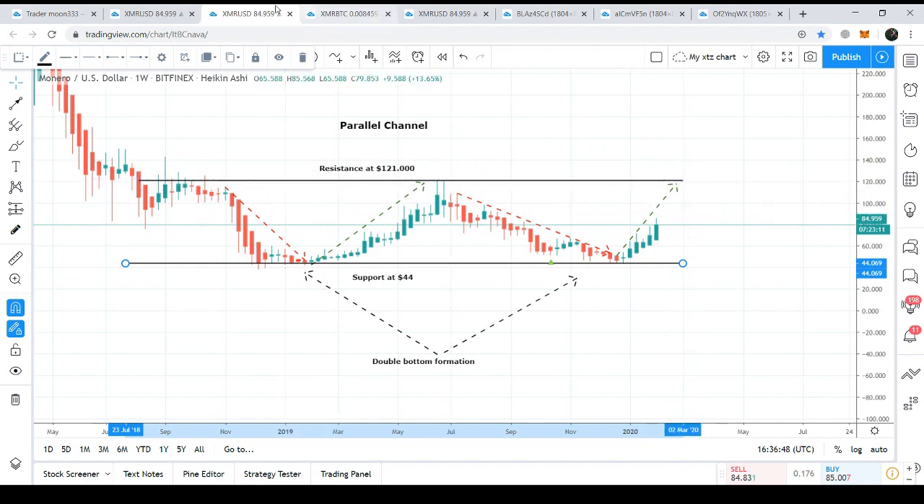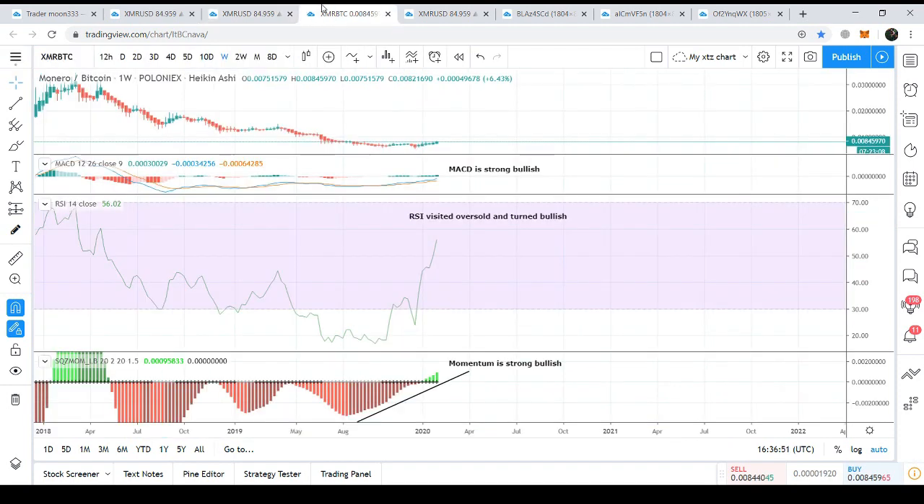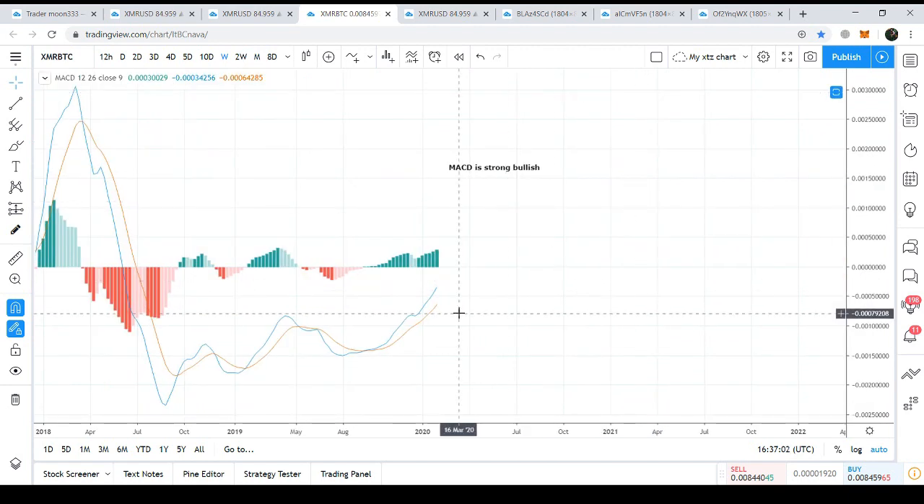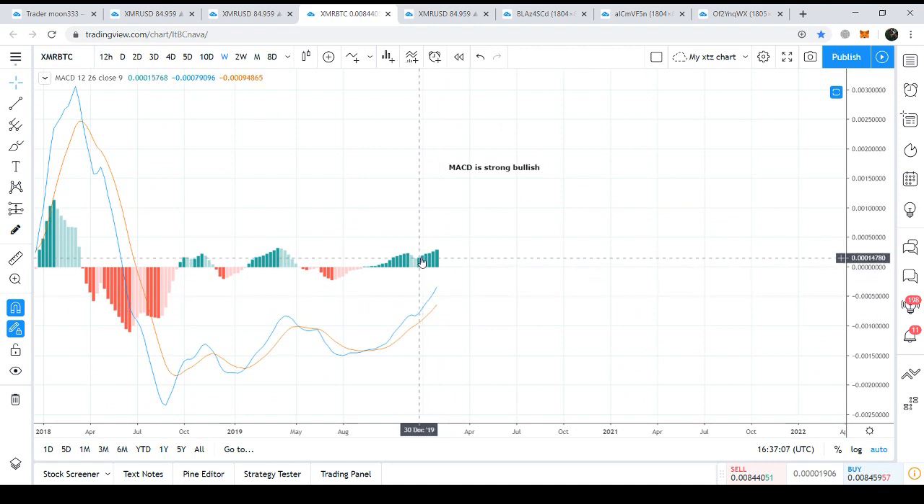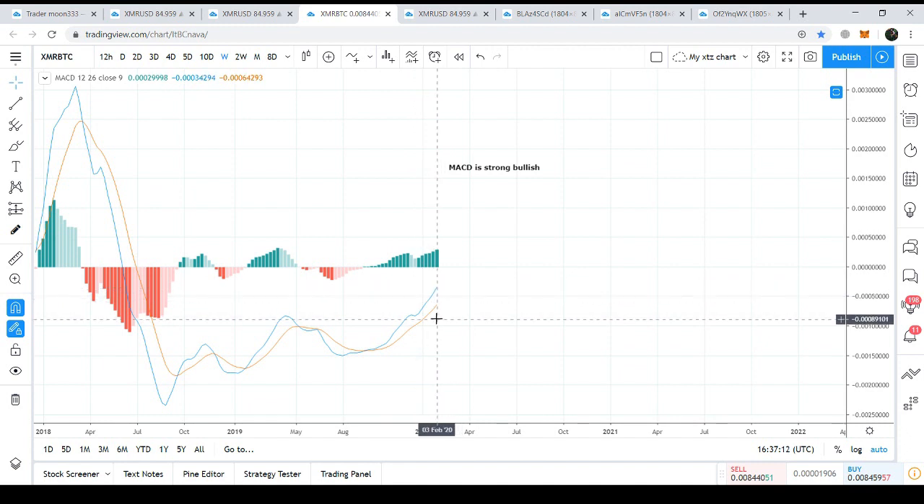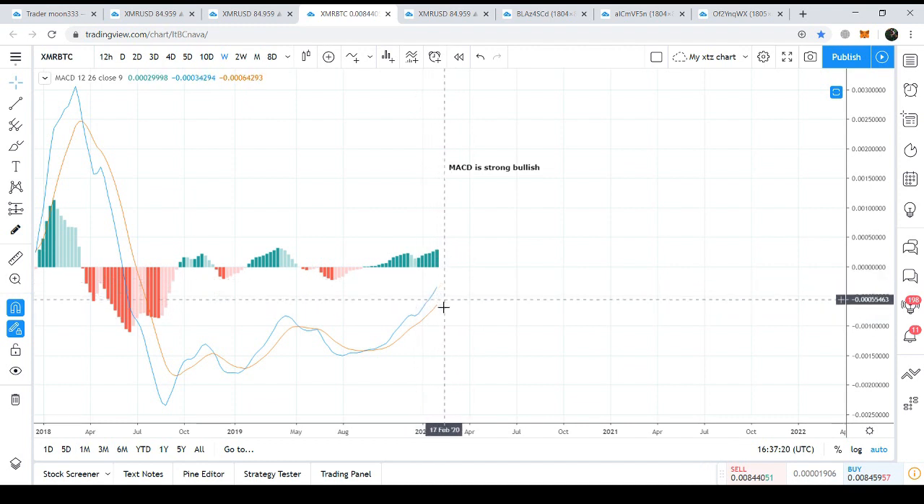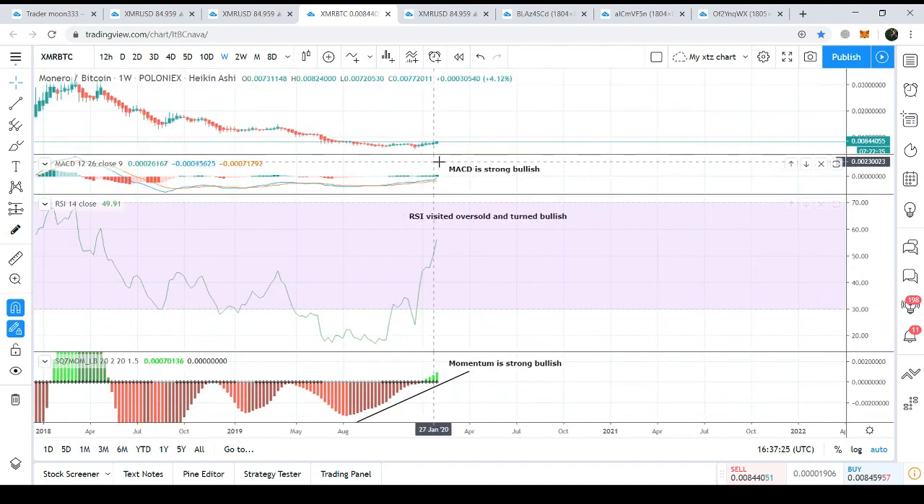After the formation of this parallel channel, if we look at some oscillators and momentum indicators, we can see that on this week chart the MACD, the moving average convergence divergence, has turned very strongly bullish. Here you can see the histogram of the MACD is dark green, and we have a very obvious, very wide bull cross by the moving averages, or by the bull and bear lines of the MACD indicator. So this is a very strong bullish signal on the week chart.